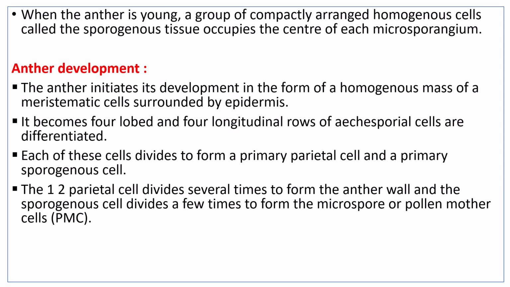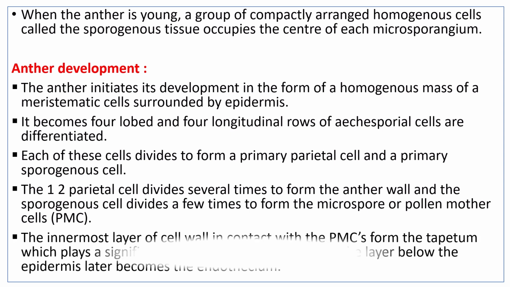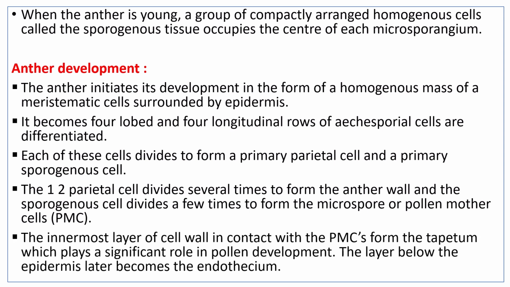The parietal cell divides several times to form the anther wall, and the sporogenous cell divides a few times to form the microspore or pollen mother cells, PMC. The innermost layer of the wall in contact with the PMCs forms the tapetum, which plays a significant role in pollen development. The layer below the epidermis later becomes the endothecium.